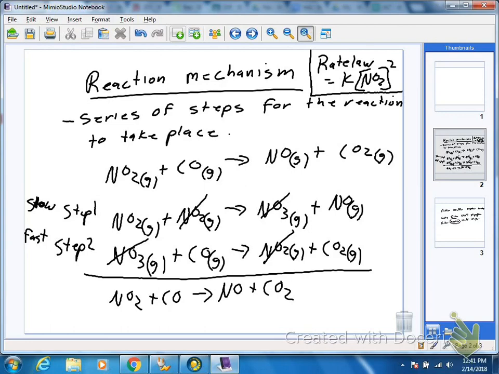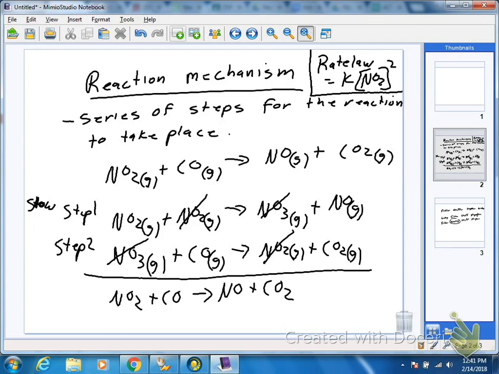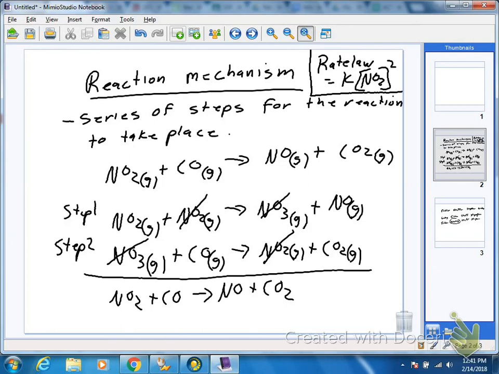All right. So is the slow step always going to be listed first? No. It can be listed second. And if it's listed second, like if these are switched around, it would not agree with the rate law. And how do you know which one's the fast one again? It'll tell you. The person setting it up will say which one's the fast step, which one's the slow step. So let's say this is fast, and this is slow.